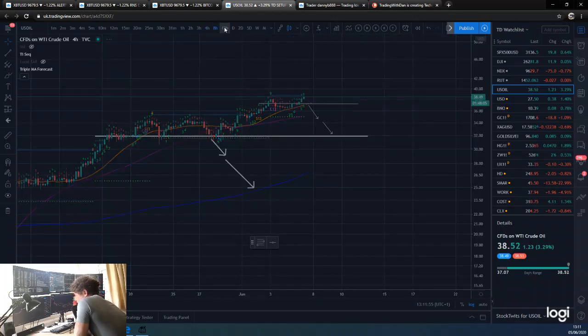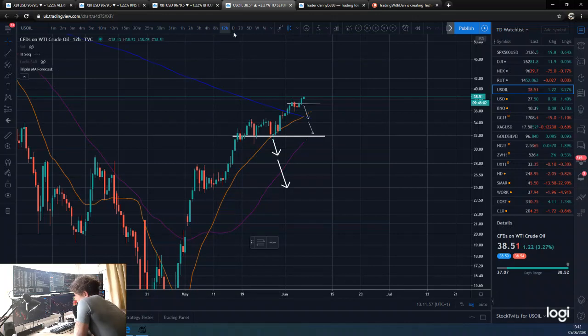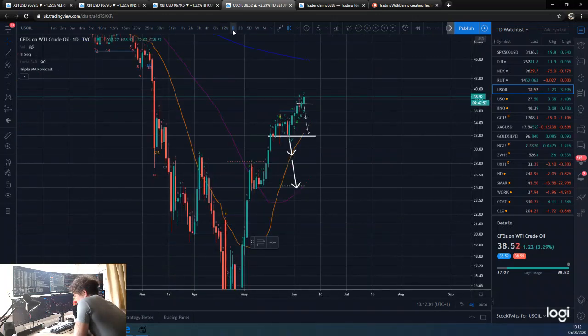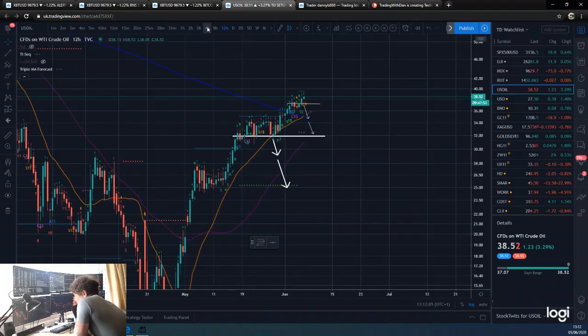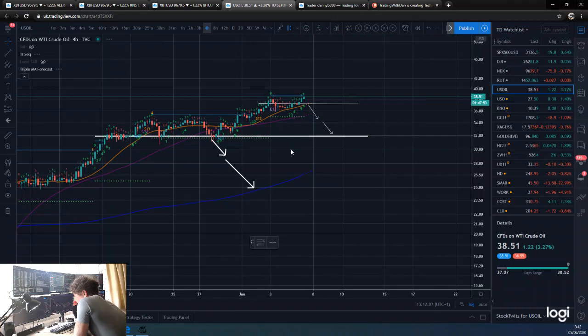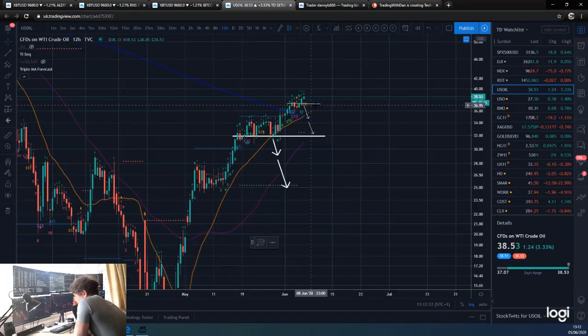So we'll wait for another 4-hour. I don't know why I flipped on the 8-hour. Yep. So potential 12-hour selling opportunity here. Potential 12-hour selling opportunity. This is obviously, that's moved back up, but this will be a bigger one.